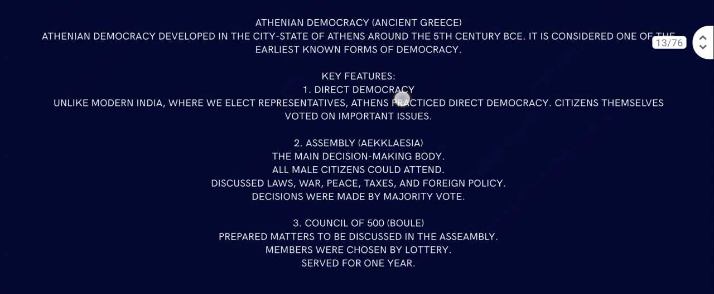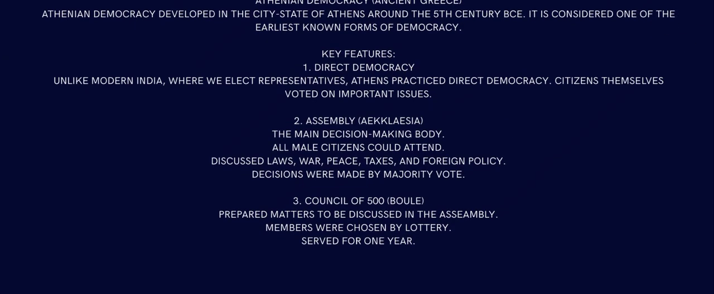The Council of 500, that is Boule. They prepared matters to be discussed in the assembly. Members are chosen by lottery and served for 1 year. So they have a Council of 500. That council has only 500 people. They were chosen by lottery. They served for 1 year.